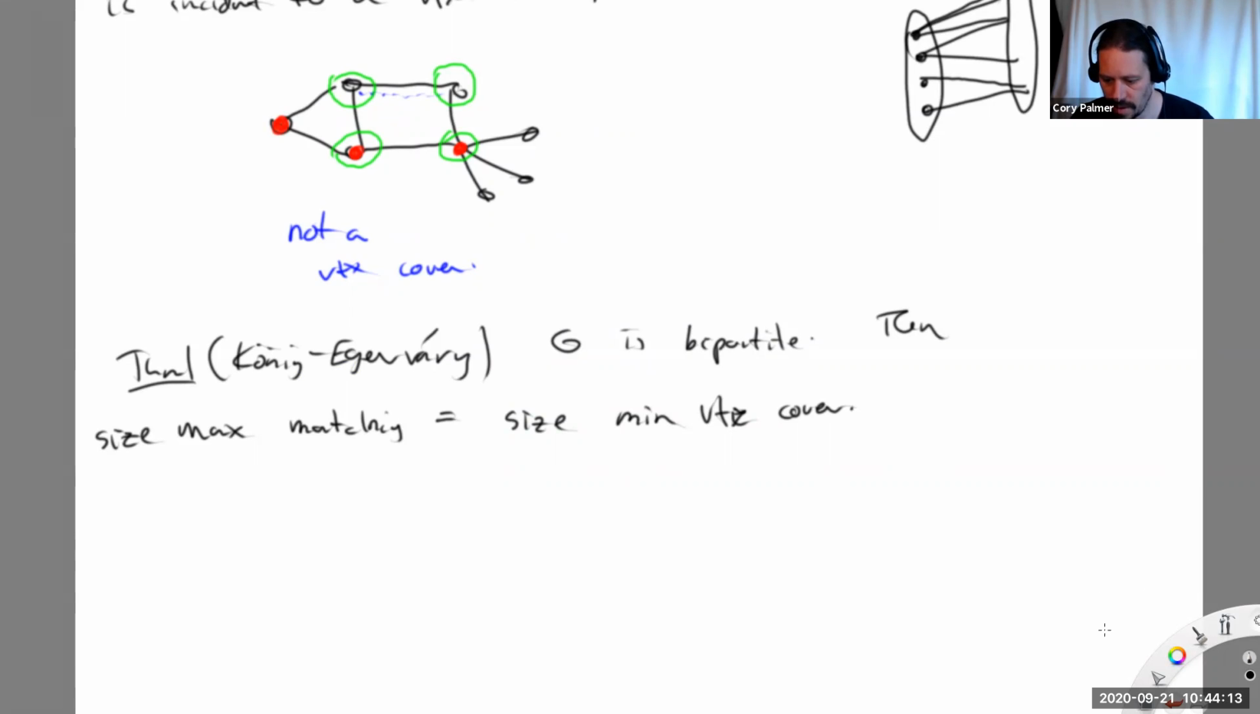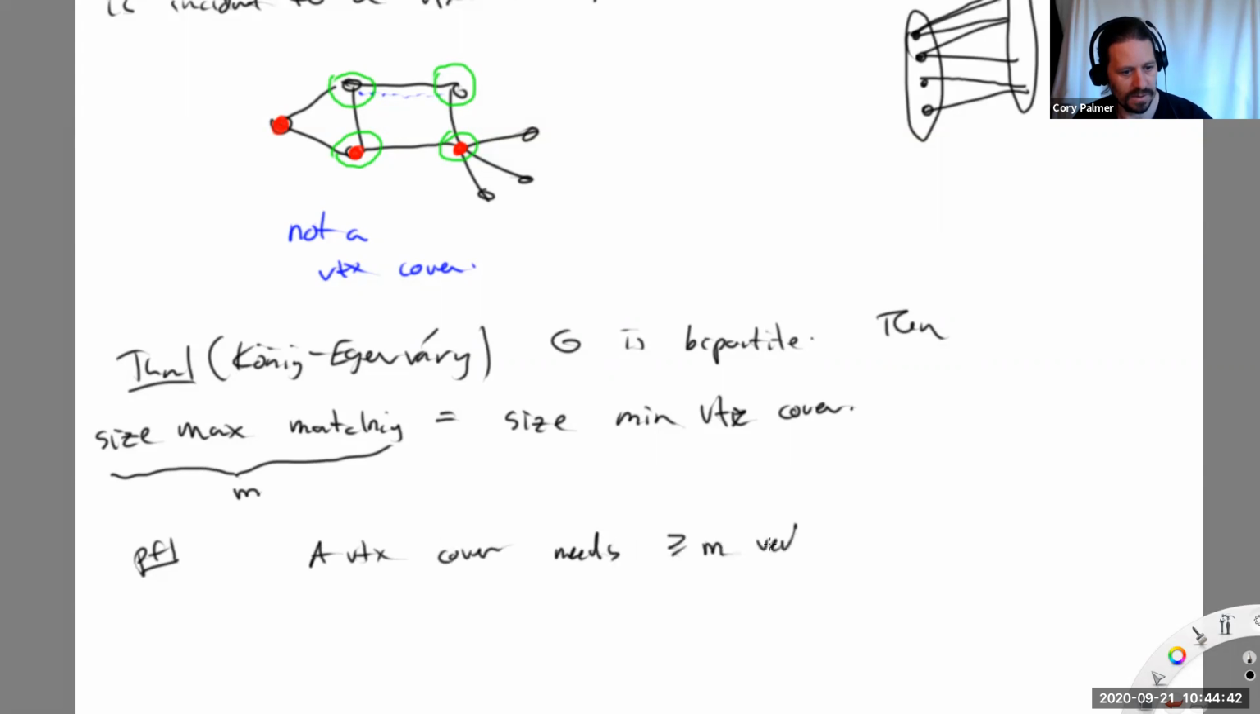Okay, so let's do the proof of this real quick. We just have a couple minutes, so I'm going to zip through it a little bit here. So let's call the size of the max matching M. That's the maximum size matching that we have in our graph here. And notice that immediately, a vertex cover needs at least M vertices.